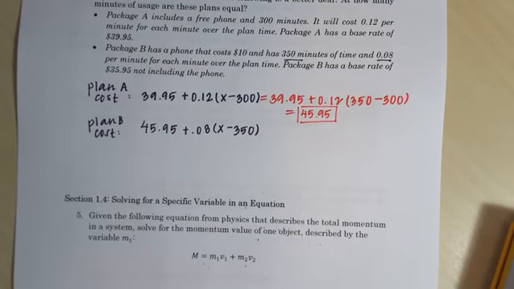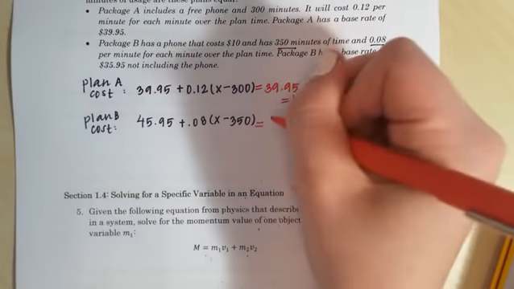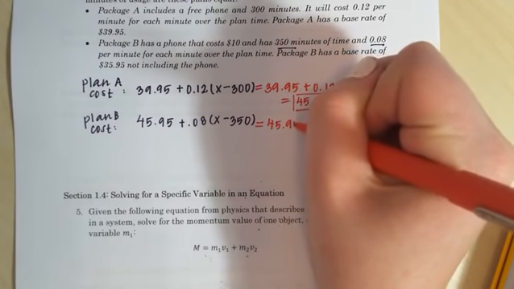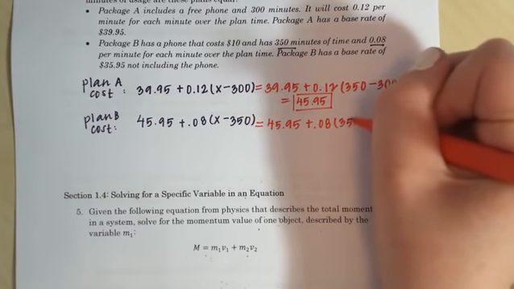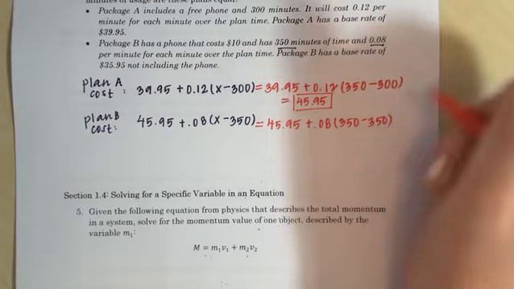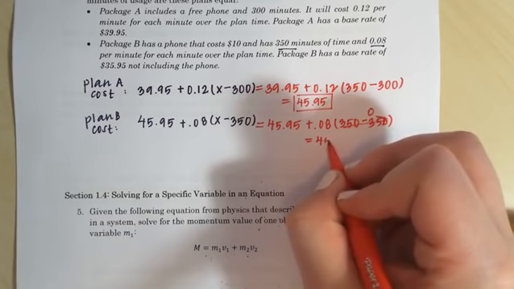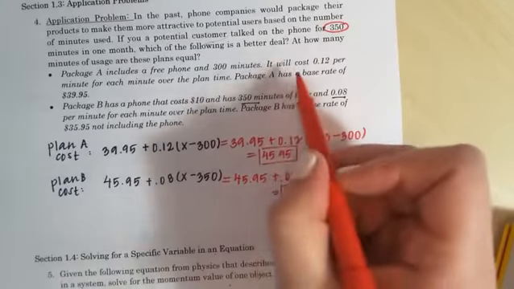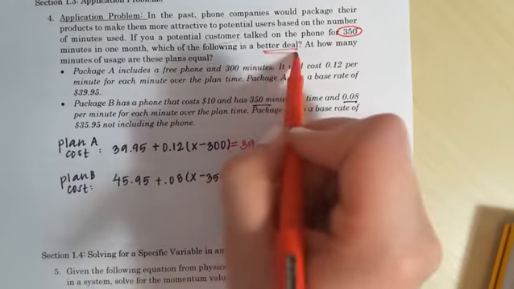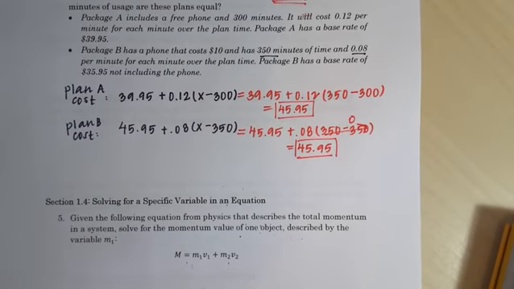Okay, then I want to take a look at package B. So when I plug in for 350, in this case, my second term is going to go away entirely. So I'm going to have 350 minus 350. This whole term is going to go to 0, which means that I'm also just going to end up with $45.95 here. So originally I was trying to figure out which one's a better deal. Well, for each of these phones, you're going to be paying the same. So neither one is a better deal. They would cost you the same amount.